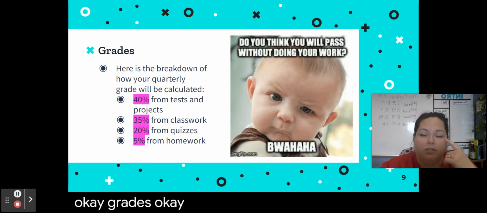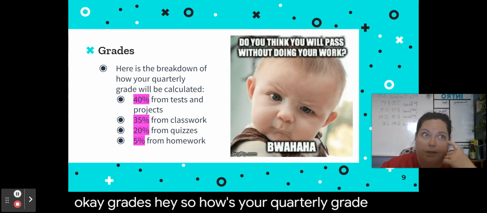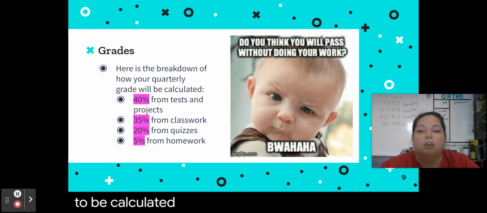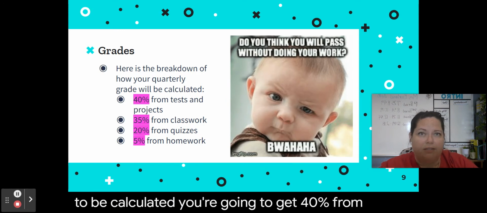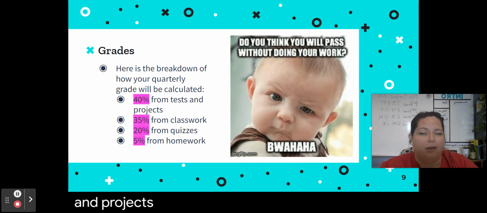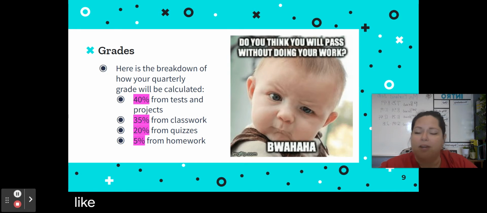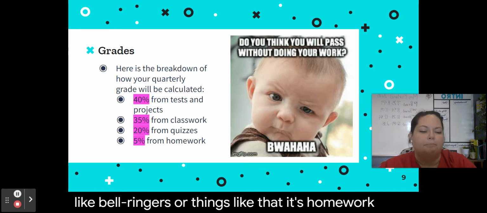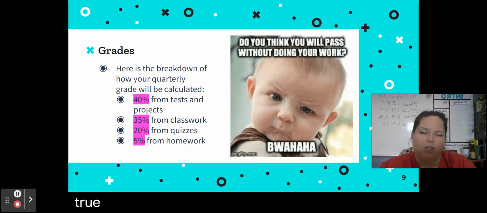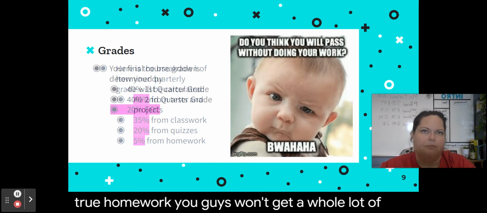Grades. Okay. So, how's your quarterly grade going to be calculated? You're going to get 40% from tests and projects, 35% from your classwork, 20% from quizzes, and 5% from homework. We won't have a whole lot of homework. Sometimes we'll count maybe like bell ringers or things like that as homework. But true homework, you guys won't get a whole lot of.